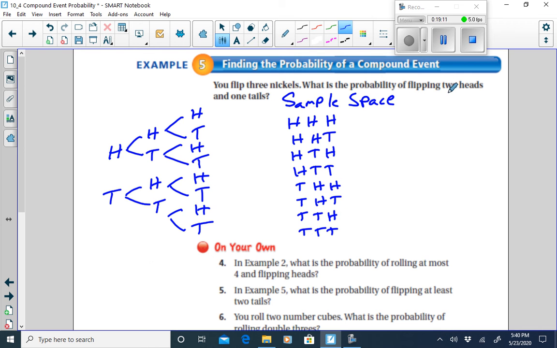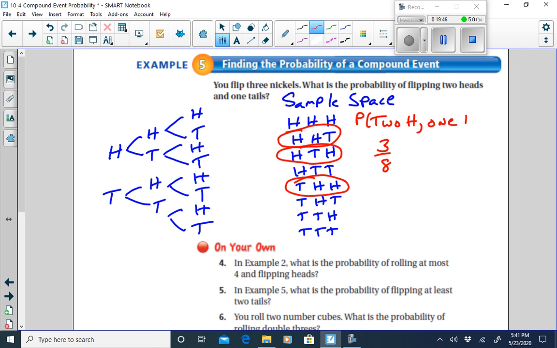So what is the probability of flipping 2 heads and 1 tail? Well, now that we have our sample space, we want to look for 2 heads and 1 tail. So we have 2 heads and 1 tail here, 2 heads and 1 tail here, and I have 2 heads and 1 tail here, and I think that's it. So out of our 8 possible outcomes, there are 3 of the 8 possible outcomes. So the probability of 2 heads and 1 tail is equal to 3/8.